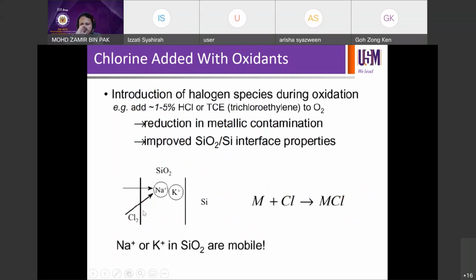So let's see how it works. So introduction of halogen species, the TCA, TCE, anhydrous, all the stuff is now during oxidation, usually with this much, 1 to 5% of HCl or TCE to the oxide. So it results in reduction of metallic contamination, right? So we talk about the mobile ions. So it will reduce the metallic contamination. And then basically it will clean oxide from charges, from mobile charges.